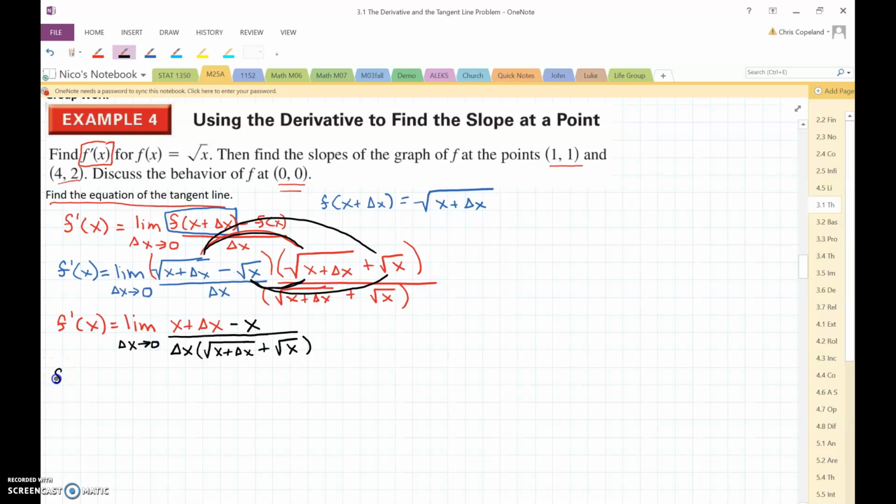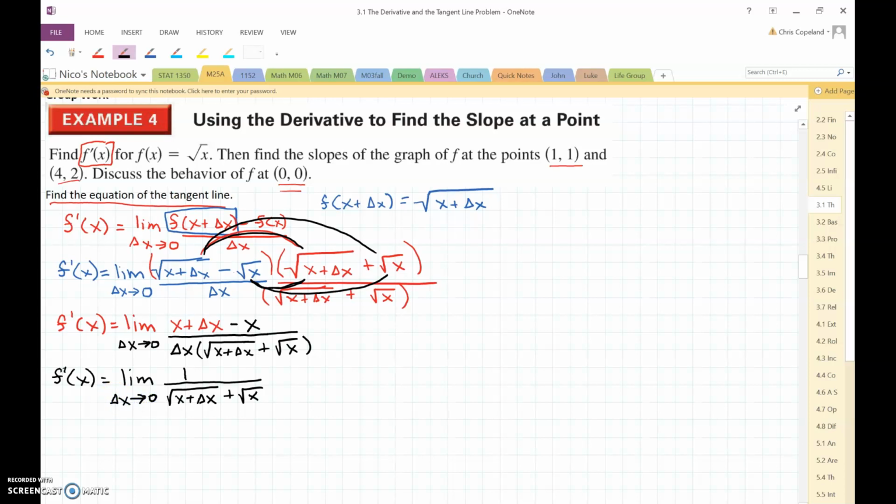Now let's simplify this some more. The derivative of f of x equals the limit. In the numerator, notice that the x's cancel out, x minus x is 0. And then you have delta x divided by delta x, which is 1. So in the numerator I'm left with 1, and in the denominator I'm left with the square root of x plus delta x plus the square root of x, as delta x goes to 0.